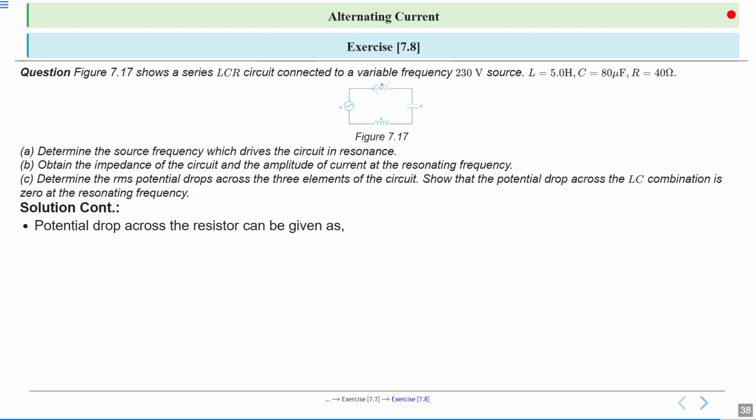Okay, now the potential drop across the resistor. VR RMS is equal to IRMS R. R we have been given in the question. So VR RMS will be equal to IRMS, which we have calculated, 8.13 upon root 2 into 40 ohm. So VR RMS will be equal to 230 volt. And 230 volt is also the voltage of the source connected, so the RMS value of the potential drop across the resistor is 230 volt.